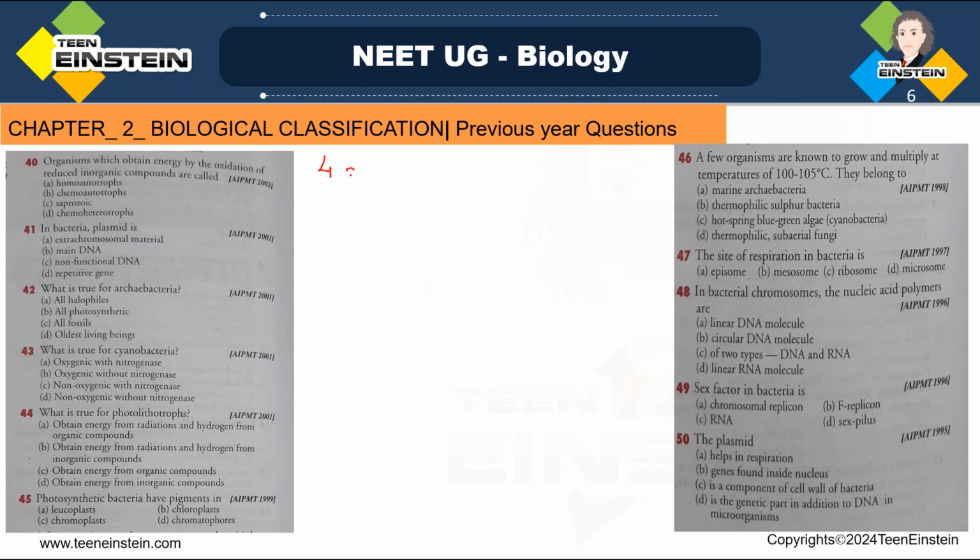Next question, question number 43. What is true for cyanobacteria? Option A, oxygenic with nitrogenase. Option B, oxygenic without nitrogenase. Option C, non-oxygenic with nitrogenase. Option D, non-oxygenic without nitrogenase.